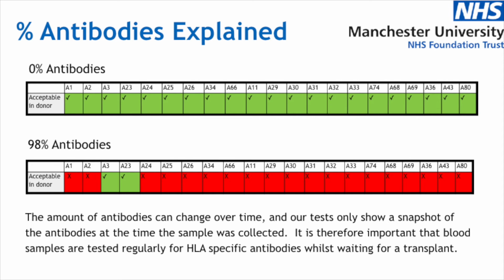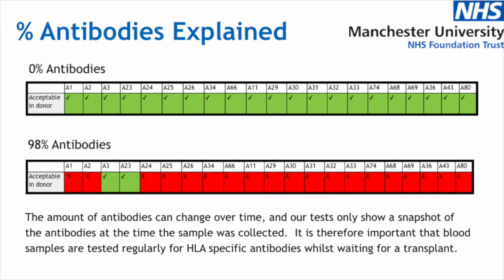At the bottom here, we have an example of somebody who has 98% antibodies, and that basically means that they've produced antibodies to 98% of the different HLA types in the table. So you can't have donors from those. So you would only be able to have the donors that are in green.